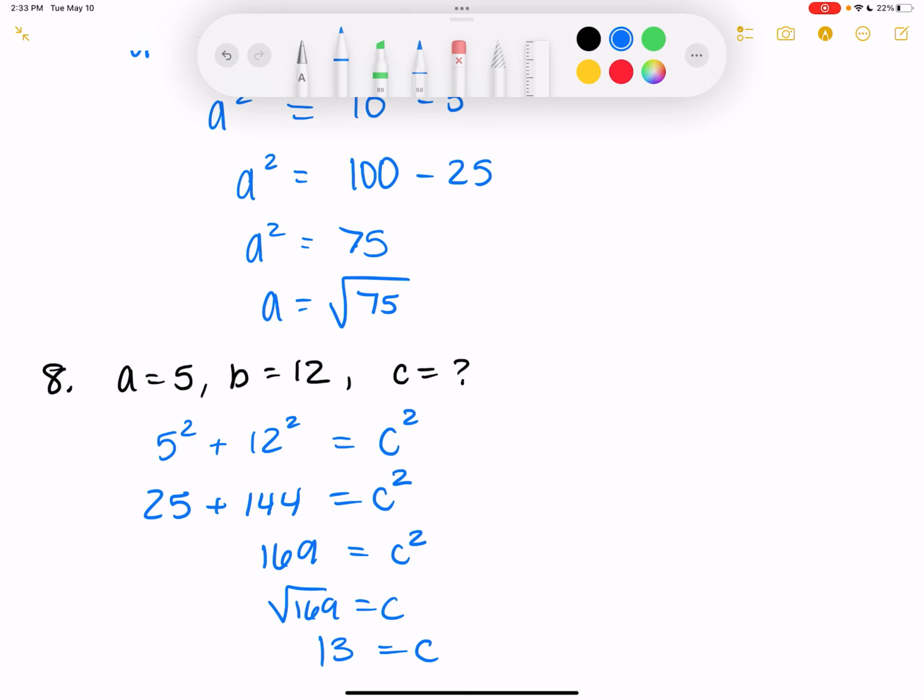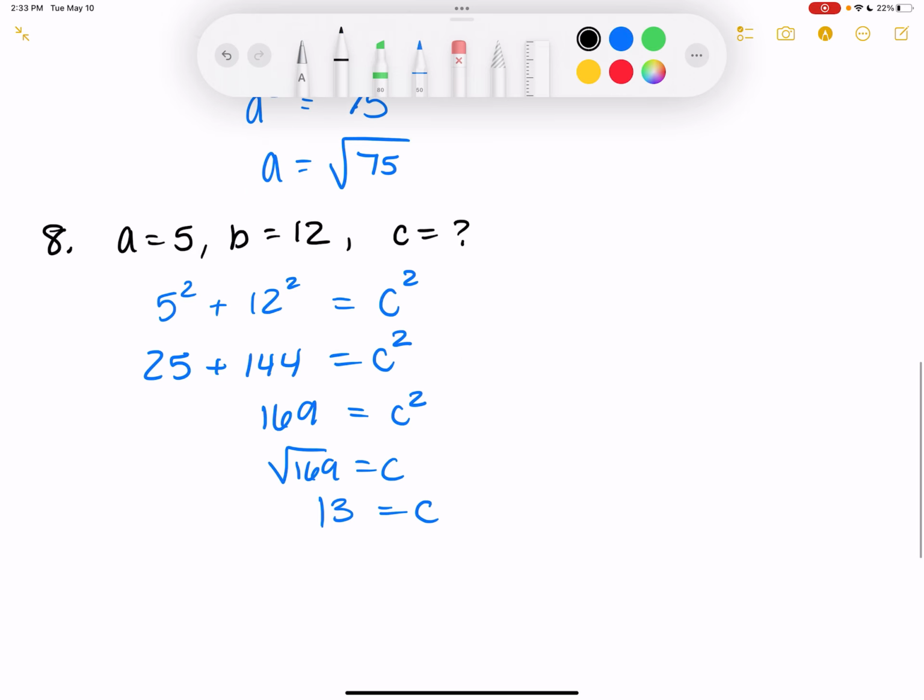I literally write 161, obviously. So if it is a perfect square, we should square it. But if it's something like the square root of 75, while you could take something out, I'm okay with you just leaving it.